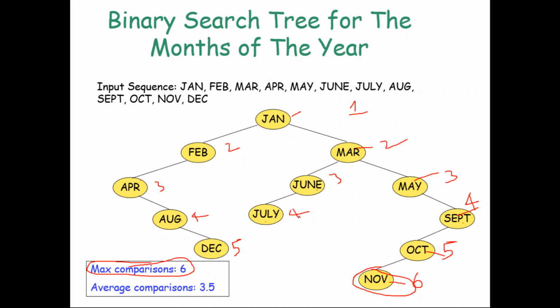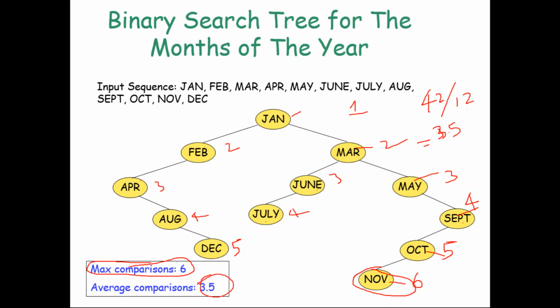Okay, 15 plus 4 is 19, 19 plus 3 is 22, 24, 27, 27 plus 4 is 31, 31 plus 5 is 36, 36 plus 6 is 42. Okay, 42 divided by the number of nodes. The number of nodes is 12. So that is approximately equal to 3.5. So the average number of comparisons we got is 3.5.